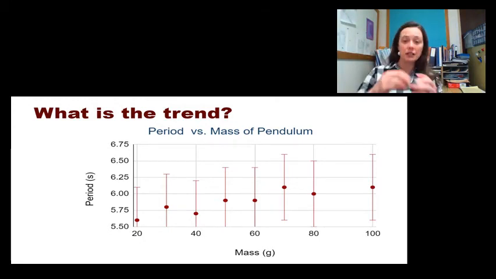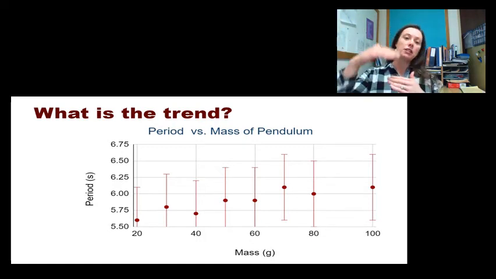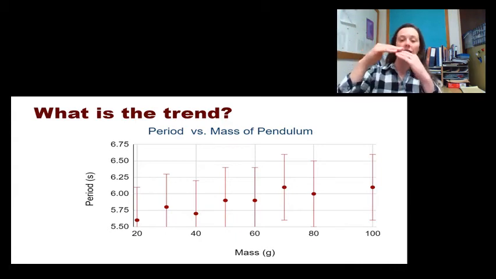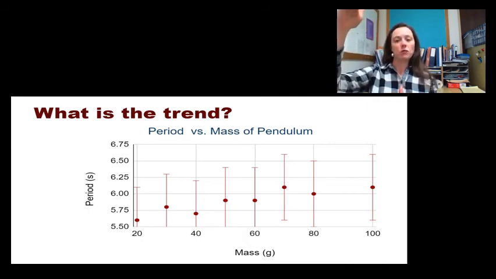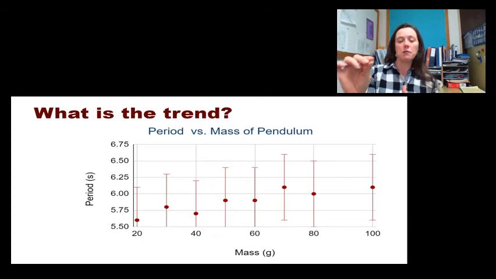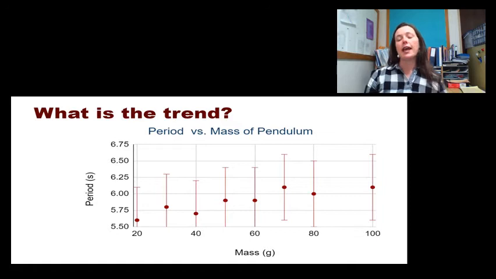So these points all have these little wings sticking up from the top and the bottom. Those are what we call error bars. And those indicate that, for example, when the mass was 80 grams, the period was 6 seconds plus or minus half a second. So it could be as much as 6.5 seconds. That's why the bar goes up to 6.5. It could be as little as 5.5. So those wings show the range that that data point could actually be. We think it's right in the middle. That's our data point that we measured, but it might be in that range. That's our uncertainty range.